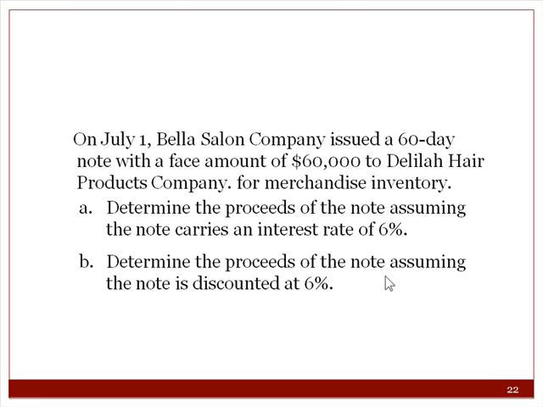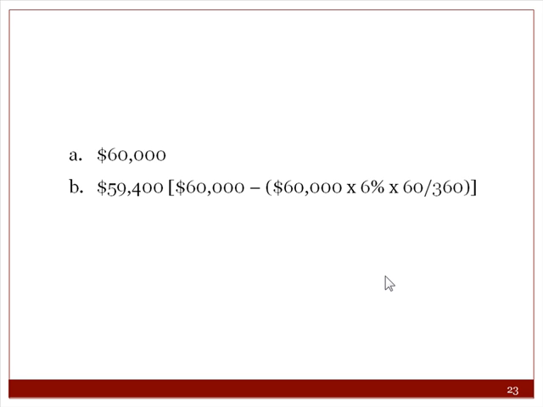Let's give another example. Bella Salon Company issued a 60-day note with a face amount of $60,000. Determine the proceeds, assuming an interest rate of 6%, and determine the proceeds of the note, assuming the note is discounted. Okay, so here's our two scenarios. For A, it's $60,000, and for B, it's $59,400 because the $60,000 includes the interest, the 6% at 60 days.